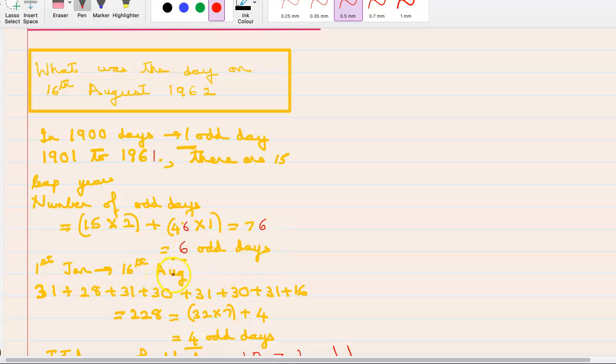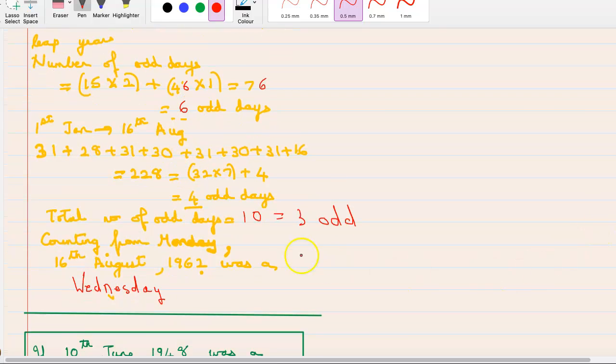Now, 1st January to 16th August, you have 31 days in January. It's a non-leap year, so 28 days in February, 31 days in March, 30 days in April, 31 days in May, 30 days in June, 31 days in July, and 16 days in August. That will give you 228, so that will give you 4 odd days. So adding 1 plus 6 plus 4, you get 10 odd days. That is exactly 3 odd days. So counting from Monday, 16th August 1962 will be a Wednesday. Monday, Tuesday, Wednesday.